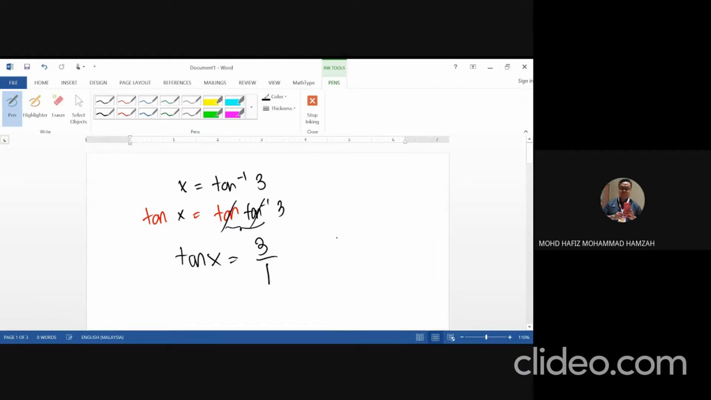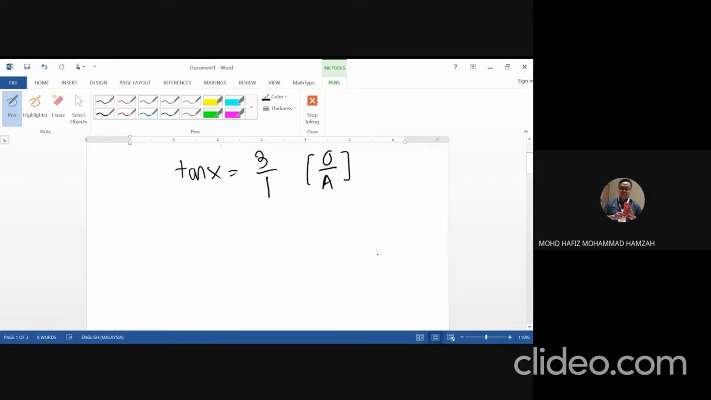So you know that tangent is equal to opposite over adjacent. Okay, so that means daripada sini, you know your triangle ni, this is your A, this is your X. So opposite adalah sini kan. So opposite adalah 3, adjacent adalah 1. So nak dapatkan yang sebelah sini, kita buat adalah 3 square plus 1 square kan, square root. So sama dengan square root of 10 lah.